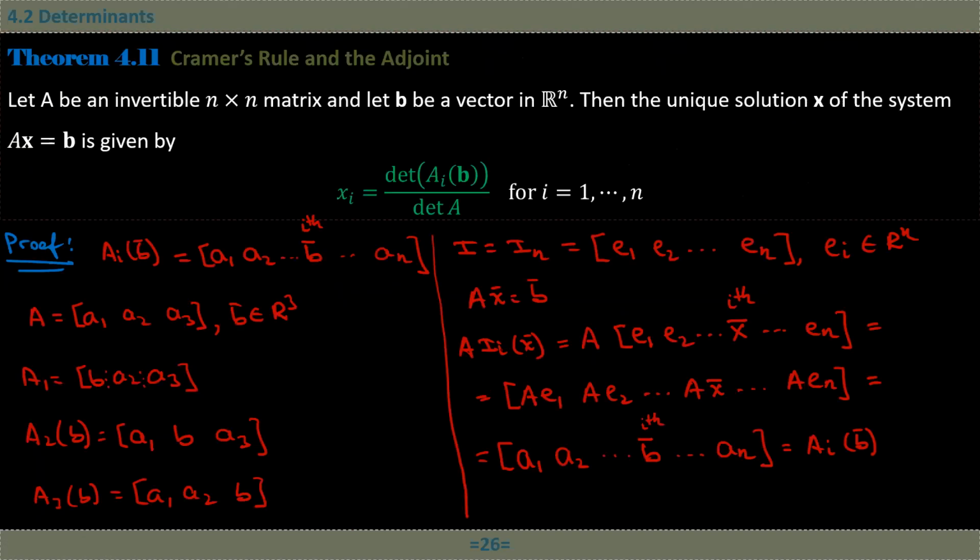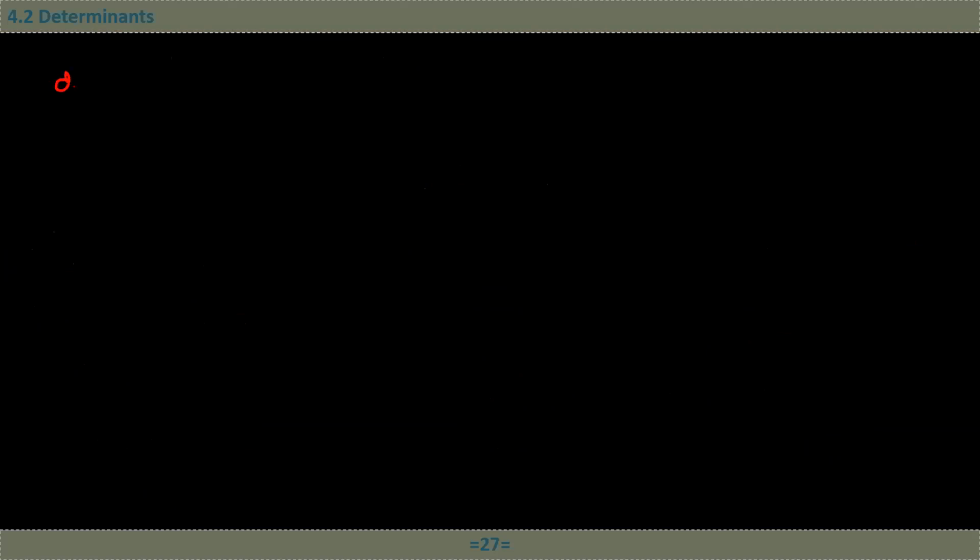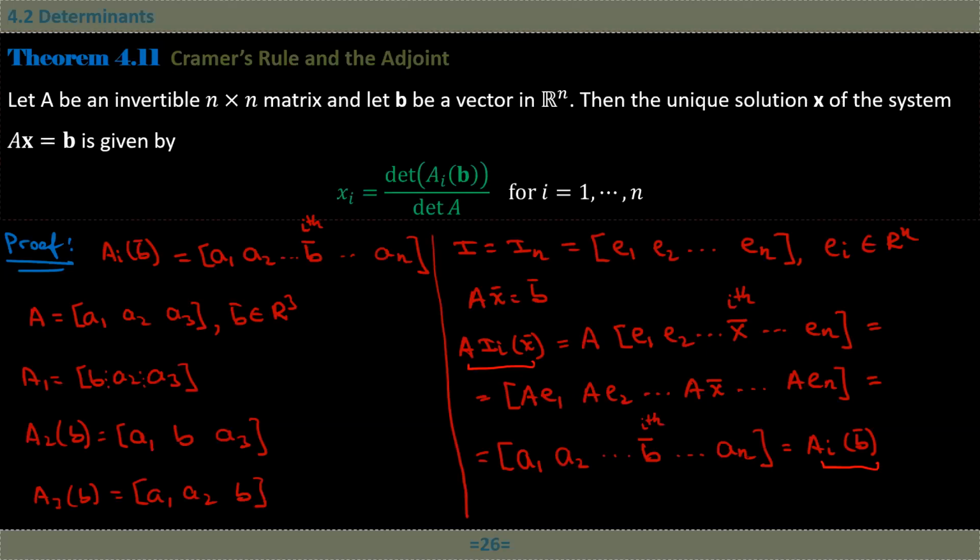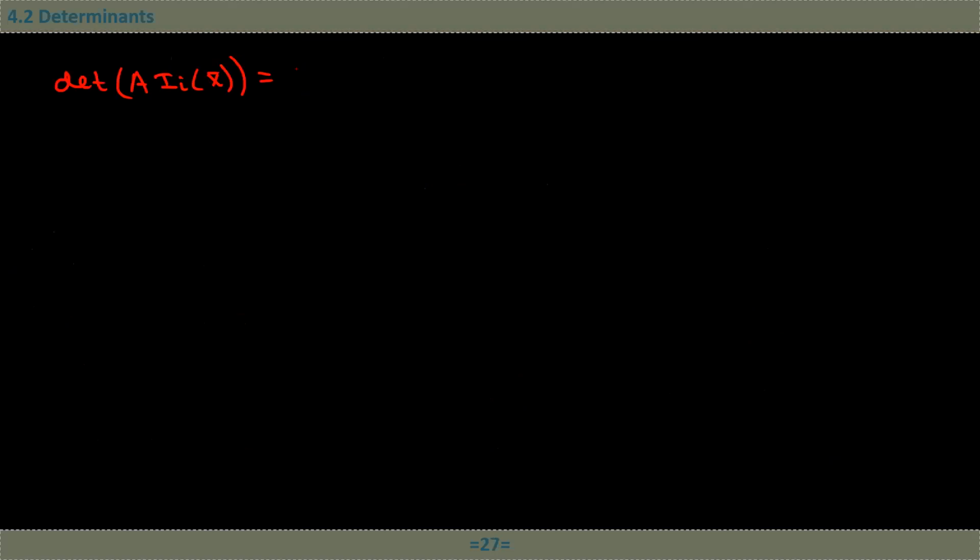So AX is equal to B. Now, on the left-hand side, we have A times I_X. On the right-hand side, we have this thing. If we just take the determinants of both sides, what do we have? Here we have determinant of A times I_X, right? On the right-hand side, we have A_I(B), so here we have determinant of A_I(B).